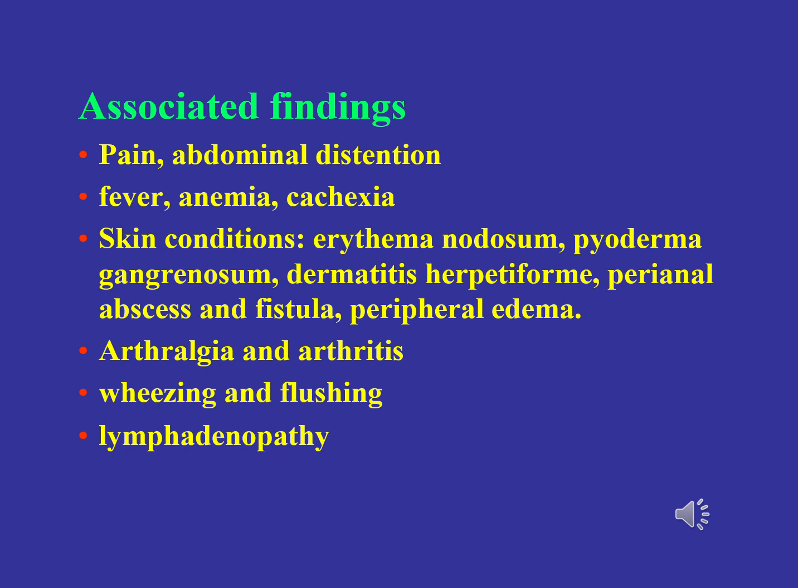We have to look for arthralgia and arthritis, which is also found in inflammatory bowel disease. And as I've already mentioned, we have to ask about wheezing and flushing present in carcinoid, and look for lymphadenopathy, which is associated with lymphoma.